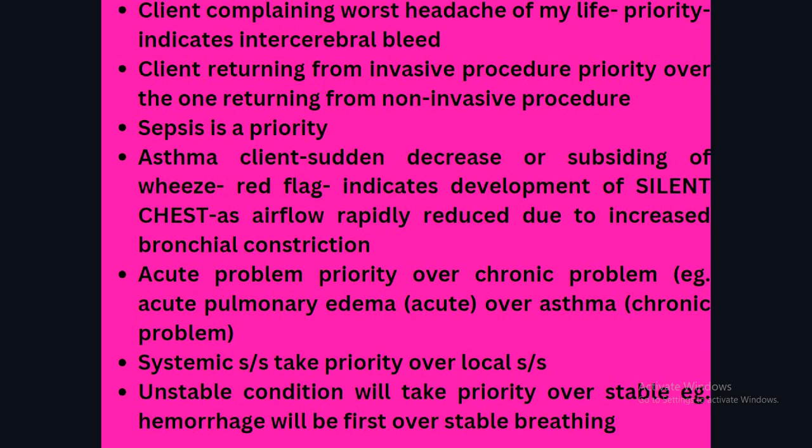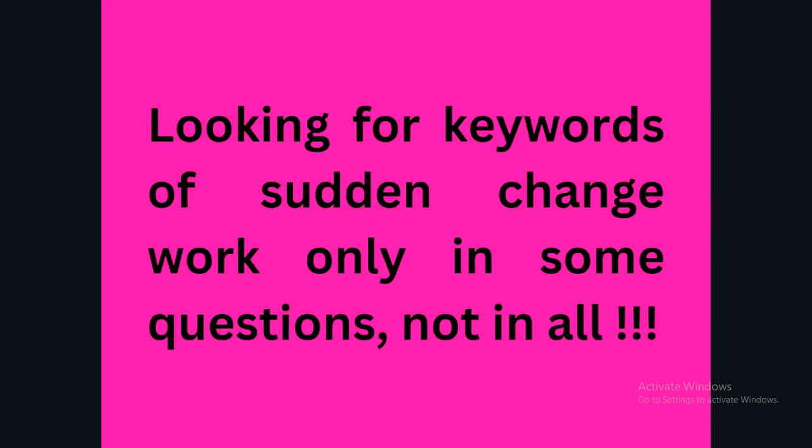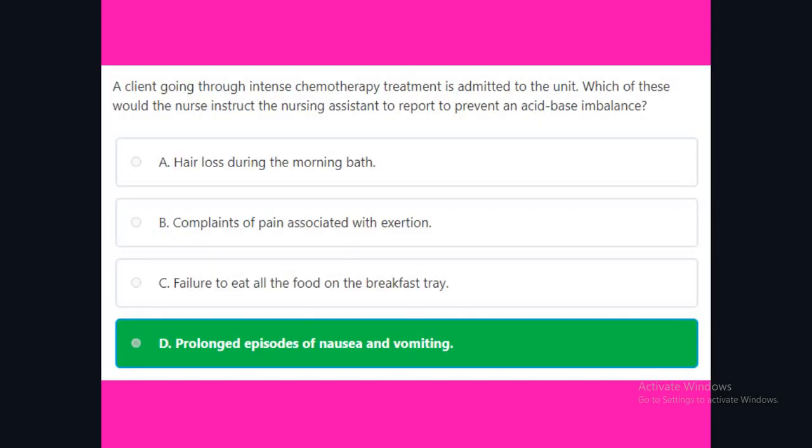Then an unstable condition will take priority over a stable condition, like hemorrhage will be assessed and dealt with first, before a stable breathing patient, right? So you have to look for keywords. I guide you to look for the keywords of sudden change, but this may not always work in all the questions. So you have to be a bit vigilant.